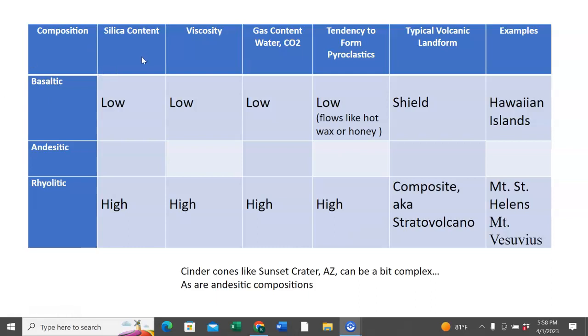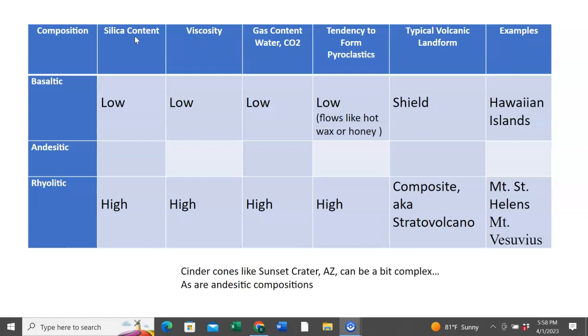Okay, so what are these columns? Viscosity, gas content, gases like water and carbon dioxide especially, tendency to form pyroclastics. Clasts are pieces of rock. Pyro refers to fire rocks, volcanic rocks, pieces. Typical volcanic landform and examples.